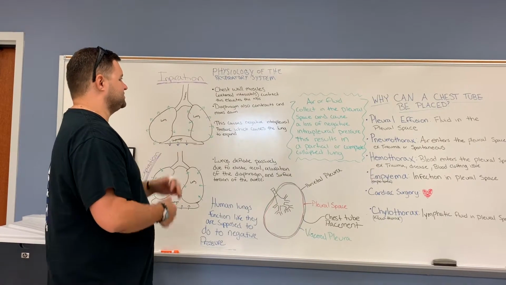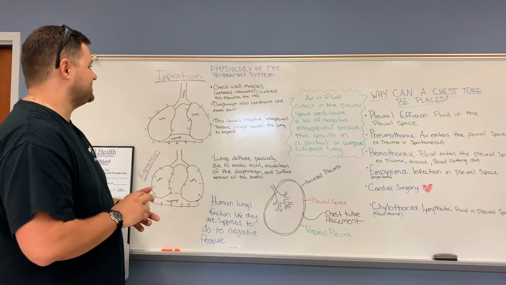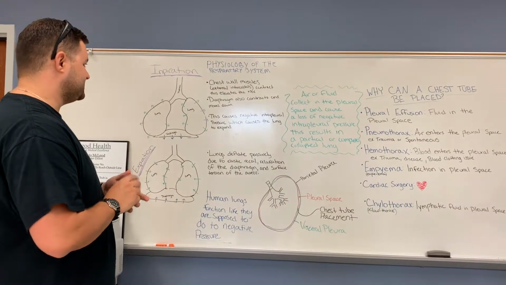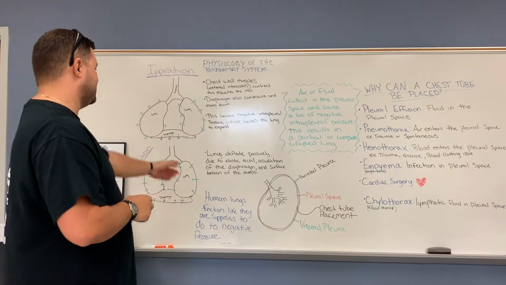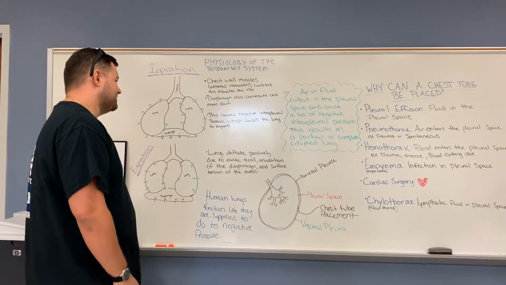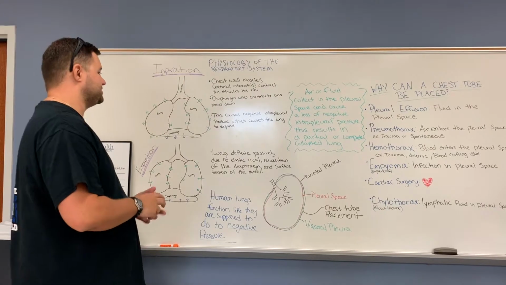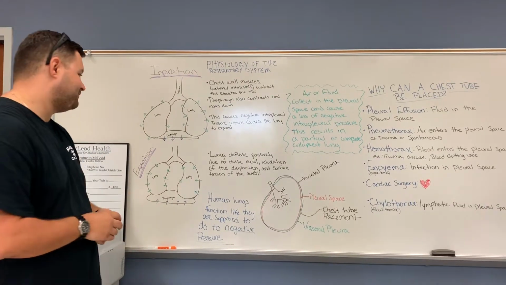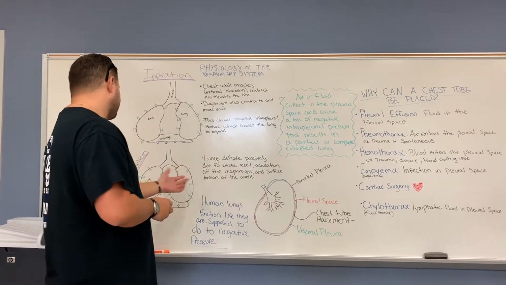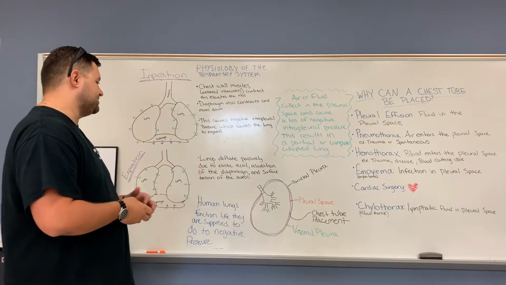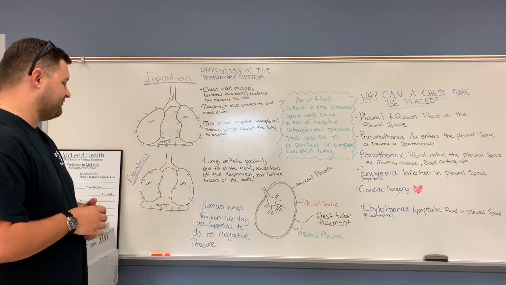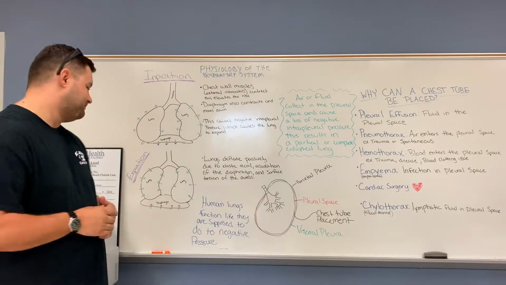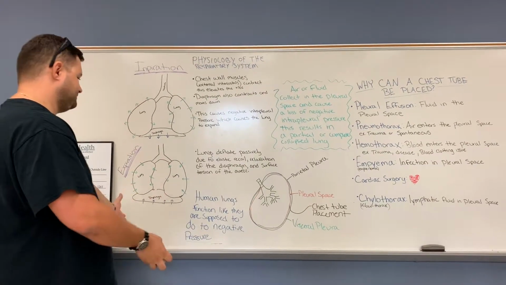The human respiratory system is a negative pressure system. The chest wall muscles, or external intercostals, contract, and this elevates the ribs. The diaphragm also contracts and moves down, as you can see in this illustration. This causes the negative interpleural pressure, which causes the lungs to expand. Lungs deflate passively on expiration due to the elastic recoil, relaxation of the diaphragm, and surface tension of the alveoli, as you can see here.